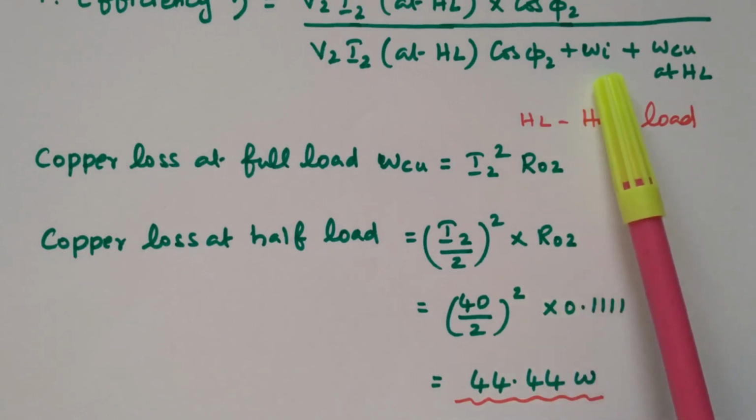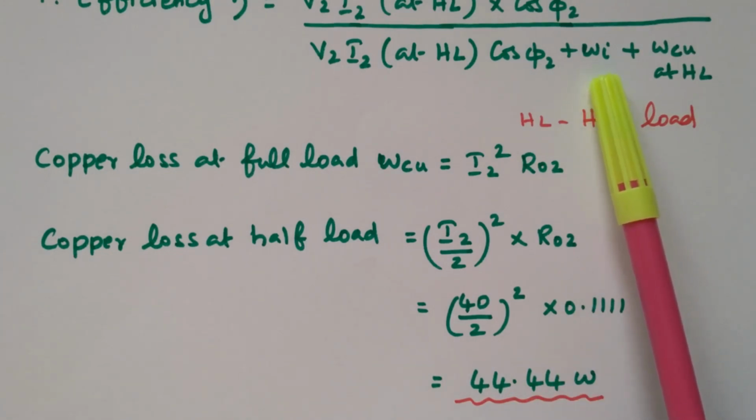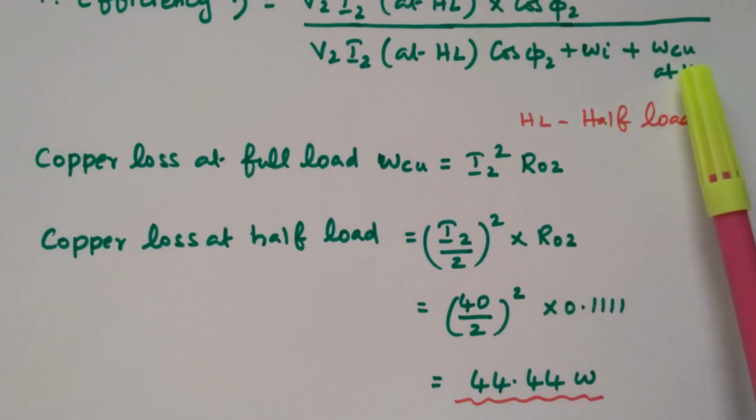The iron loss is always constant. It is irrespective of the load. It will not change, it's constant. So we can take it as it is, 50 watts. It will not vary with the current, but the copper loss will vary with the current, so that is calculated as 44.44 watts.